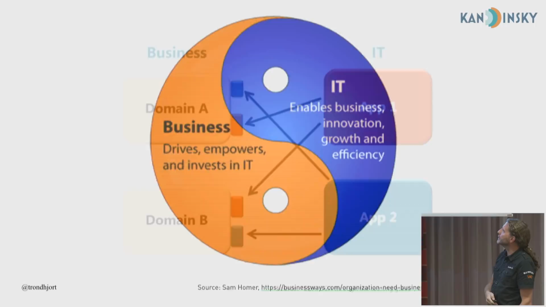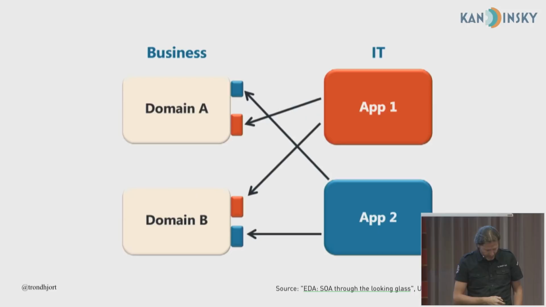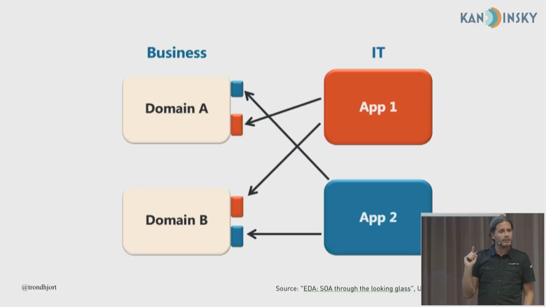This is from another brilliant paper that was on the MSDN network. I came across it after I had the course with Trond, by the way. It's called EDA, So What, Through the Looking Glass. Great paper. It's also been deleted, but I think Udi has a copy of it on his page. Here it illustrates the disconnection: if you don't have high alignment with IT, you have two apps, and they serve two different domains. There's always going to be contention and inertia and problems with that. A change there would affect both apps, for example.